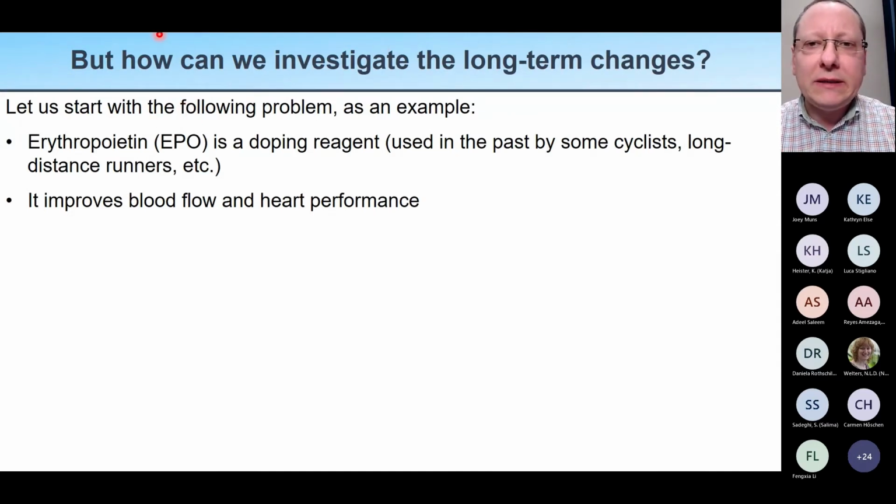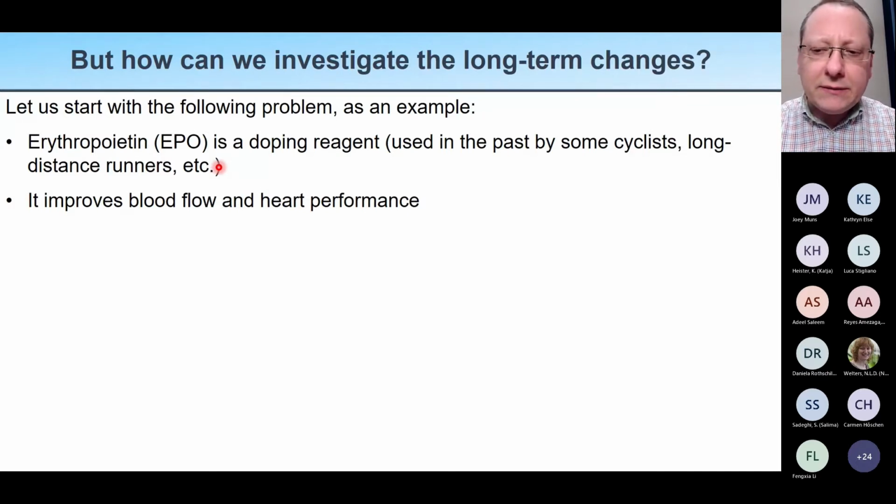So how can we investigate long-term changes? Let's start with one problem which we faced a few years ago. The problem, as an example, was erythropoietin. This is a doping reagent. You have possibly heard over the last decades that a lot of cyclists used erythropoietin to dope themselves to get better muscles, to get better heart. Long distance runners used it, and so on. It improves the blood flow and heart performance.